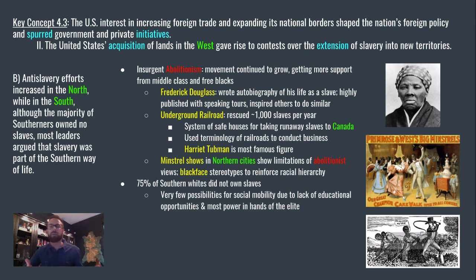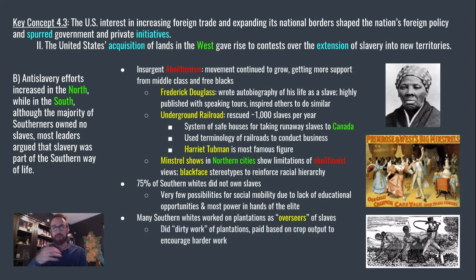So what did these southern whites do if they didn't own slaves? They were small farmers. They might have been sharecroppers, so renting land from large plantation owners, paying their rent in what they grew, a large percentage of it. And many were laboring poor as well, so just working on farms, not even having their own land to work. Many others worked as plantation overseers. So they basically did the dirty work of the plantation.